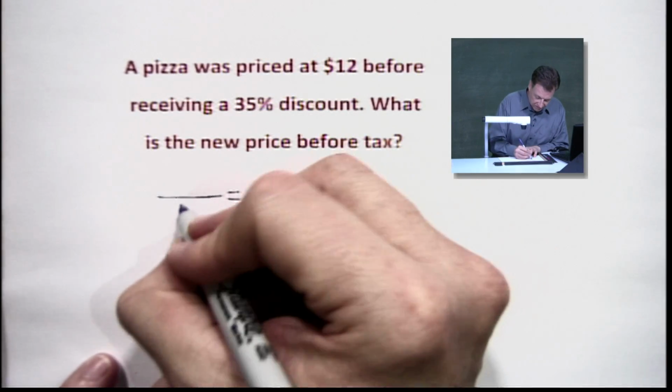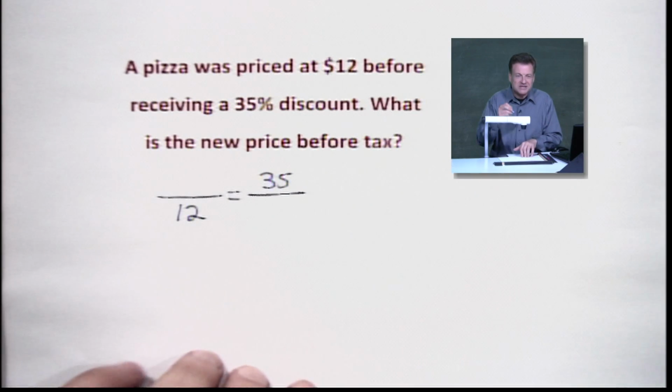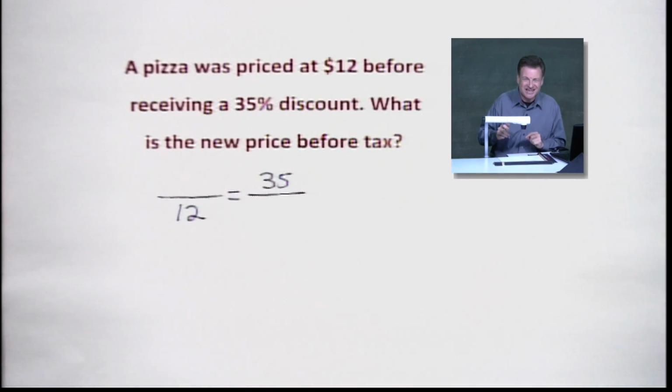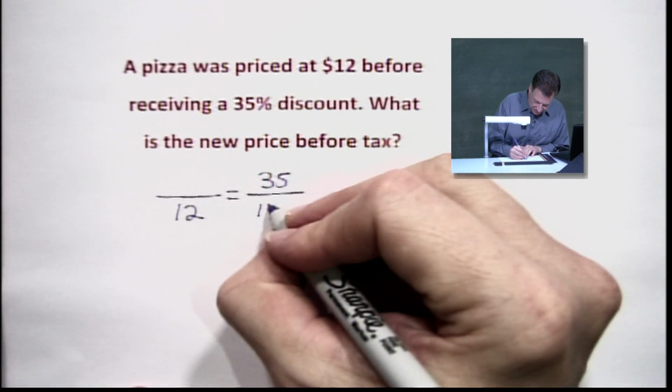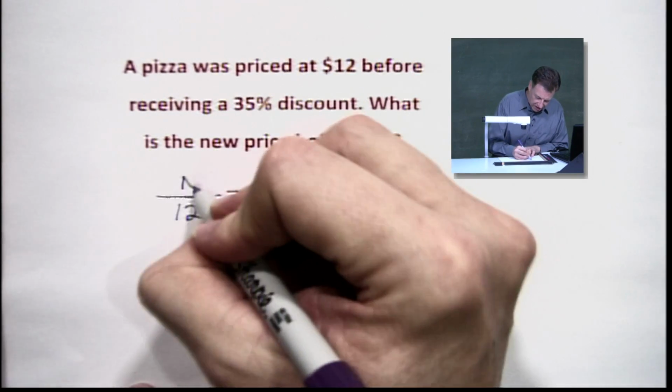So let's go ahead and set up our little proportion here. We're going to put 12 down in the corner. We know where 35 goes, because it's always over 100 when it's a percent, right? Y'all got that? So let's do it. Over 100. Looking for this n value.